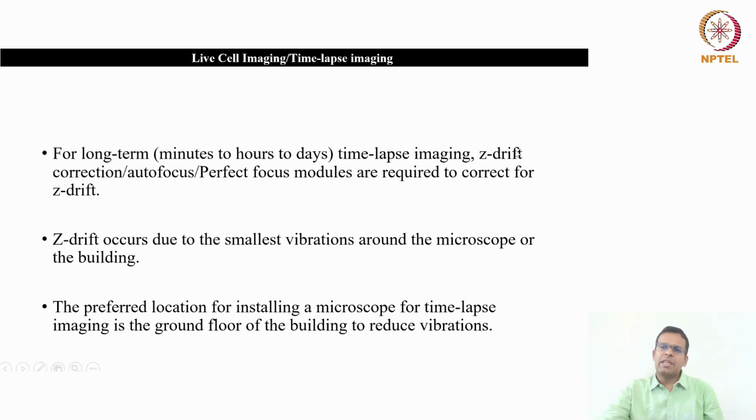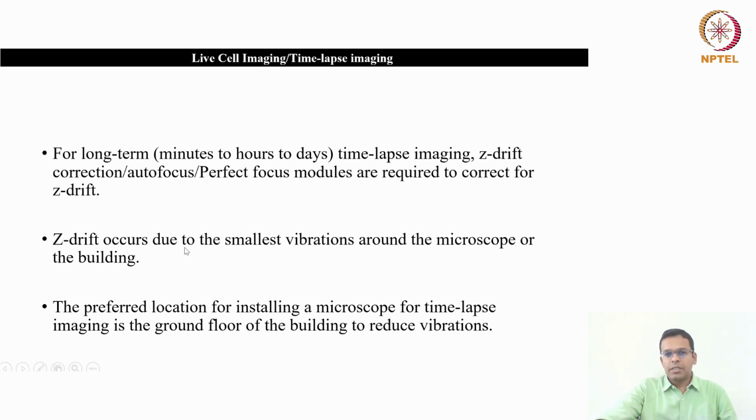For that, several microscope manufacturers offer Z drift correction modules, known as autofocus modules or perfect focus modules. What this module does is, before imaging at every, let's say, 30 minutes or 1 hour, the microscope will automatically check the focus of the sample. If the sample is slightly defocused, it will automatically focus the sample again before taking the Z-stack image. Such focus correction modules are commercially available, but your microscope should have that module before you plan long-term time-lapse imaging experiments.